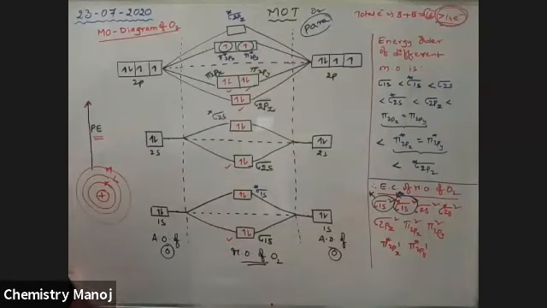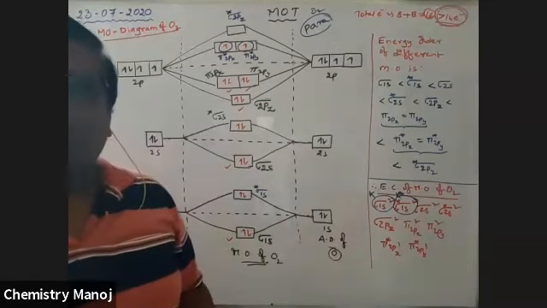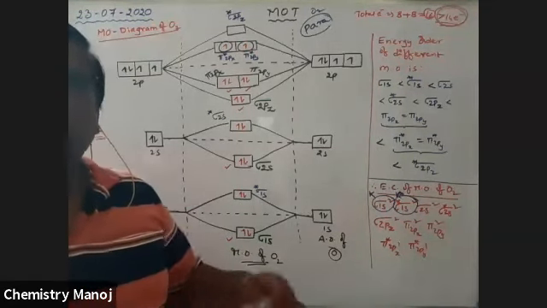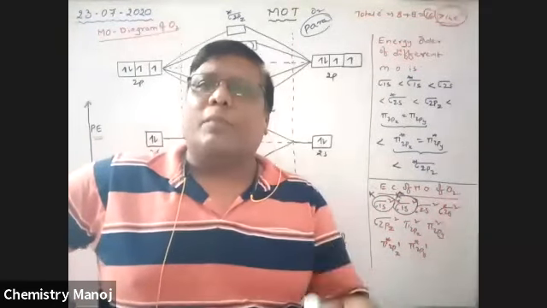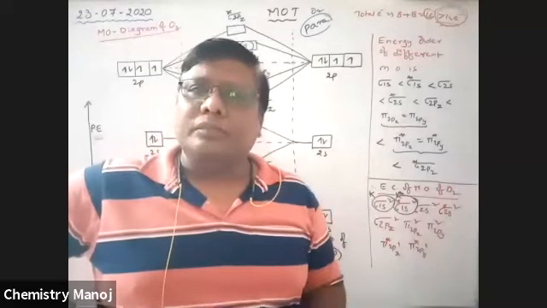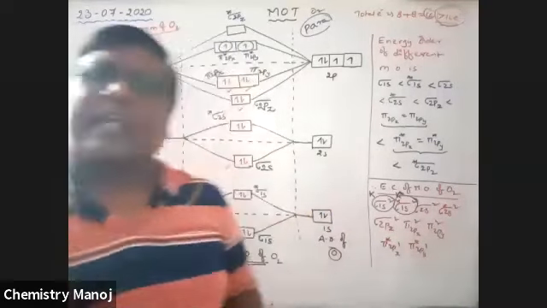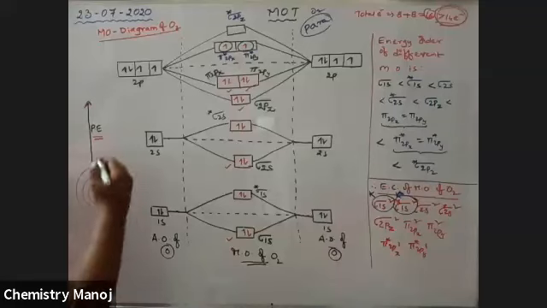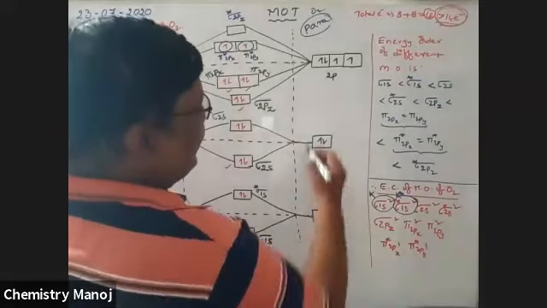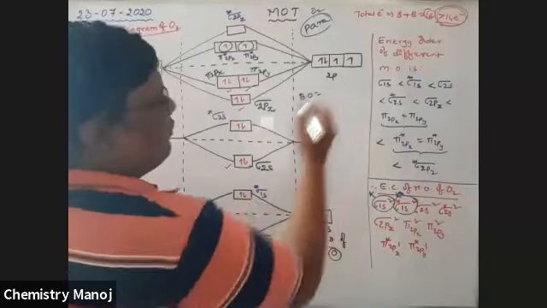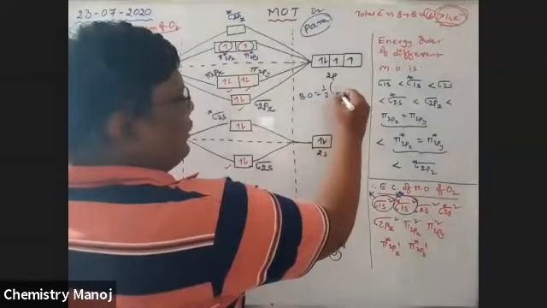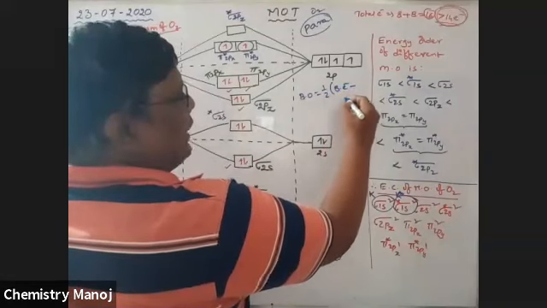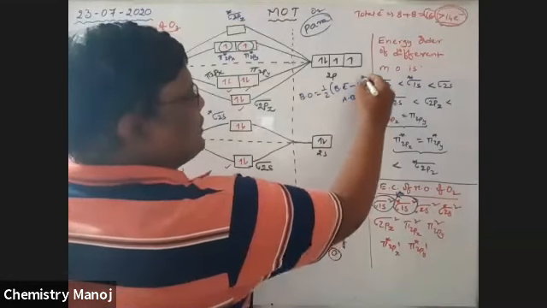Next, now count the number of bonding electrons and the number of anti-bonding electrons. Those are helpful to calculate the bond order. What is bond order? That is the number of bonds between two atoms in the molecule. I am writing the formula, boys: bond order is equal to 1 by 2 into bonding electrons minus anti-bonding electrons.